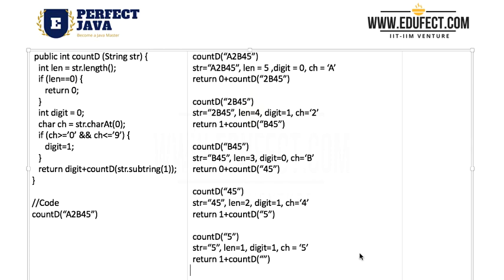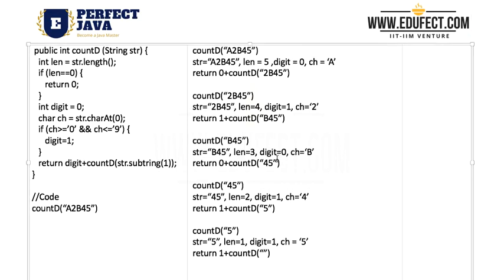So which means now we will call it for the empty string. Let us just call countD for the empty string, and see what will happen in this case. Str is equal to the empty string and len will be 0. So if len is 0, this condition will become true, so it will return 0. Which means countD of the empty string will return 0.